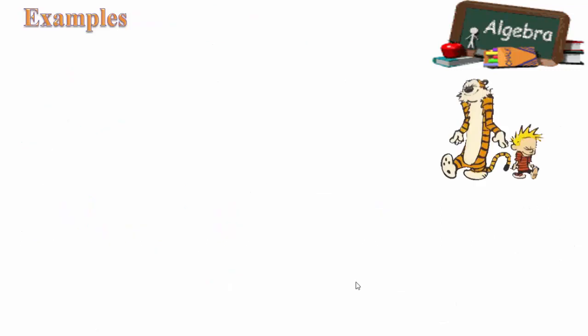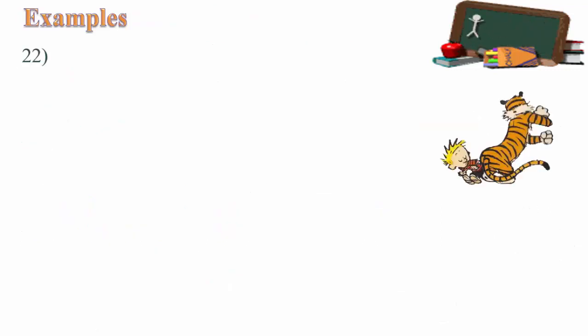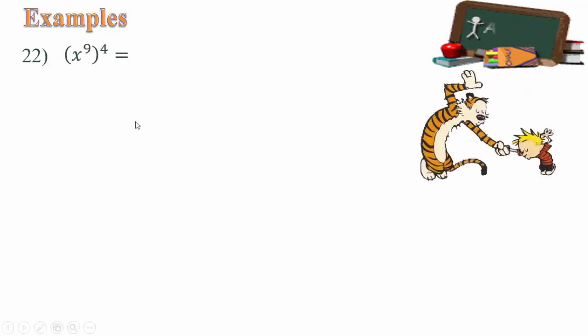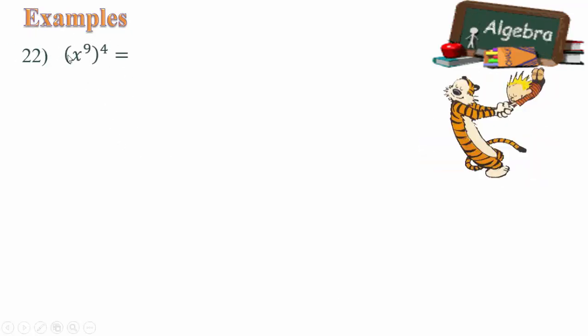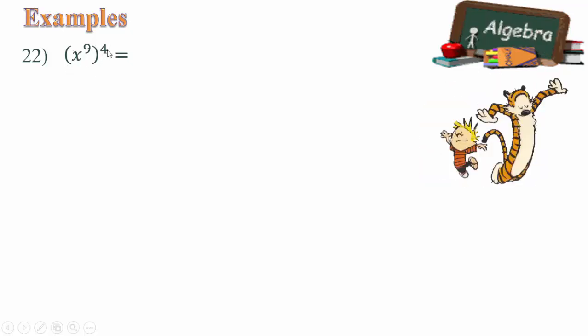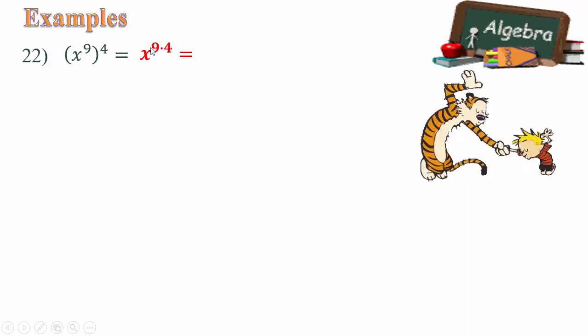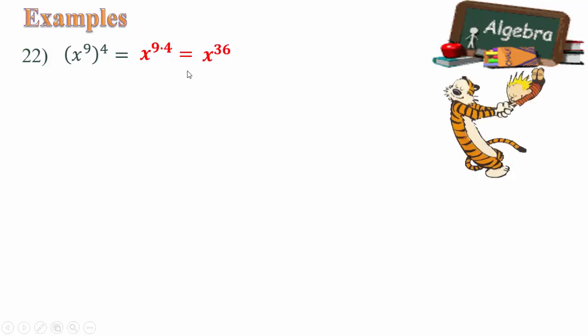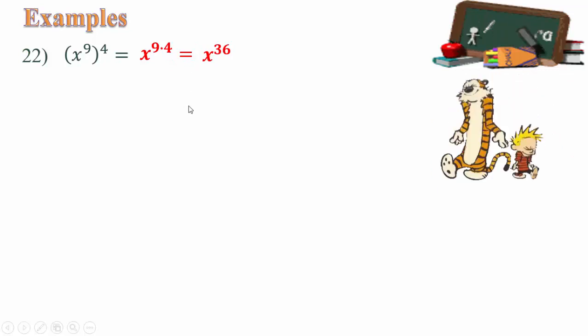Now let's look at some examples. In example number 22, we have x to the 9th power. That whole thing, everything inside the brackets, is to the 4th power. So we use our power rule. We multiply 9 times 4, and we keep the x, and that's how we get x to the 36.